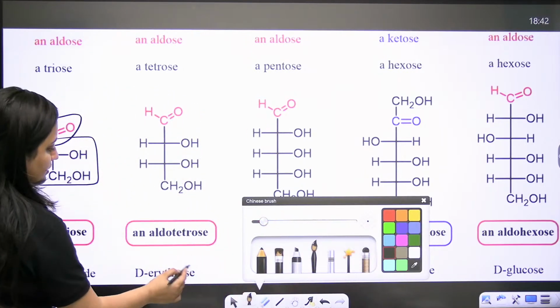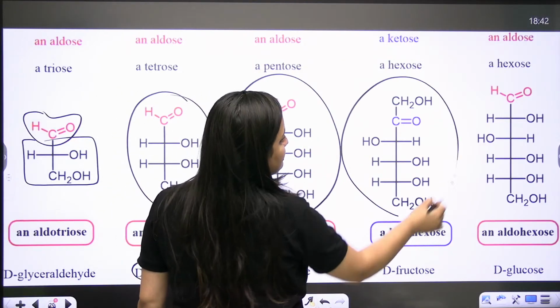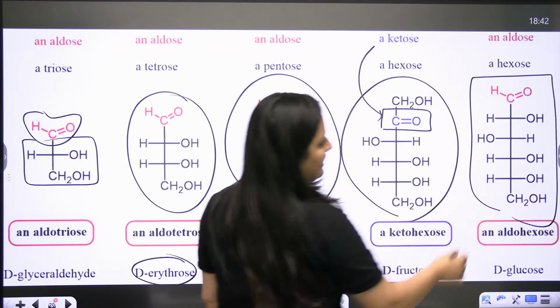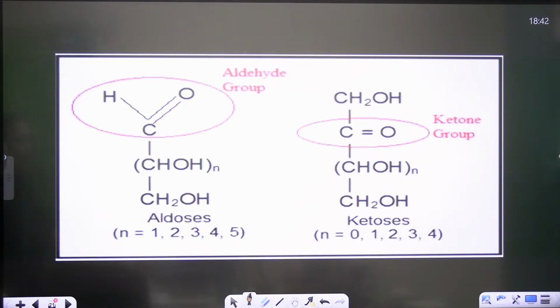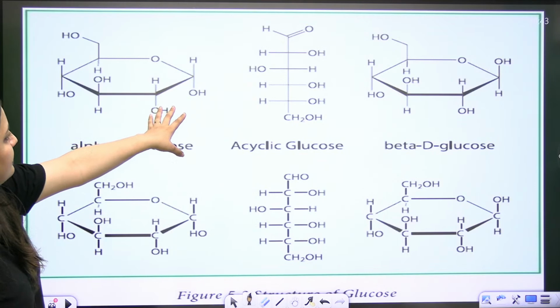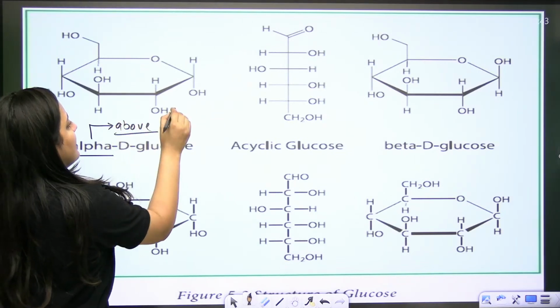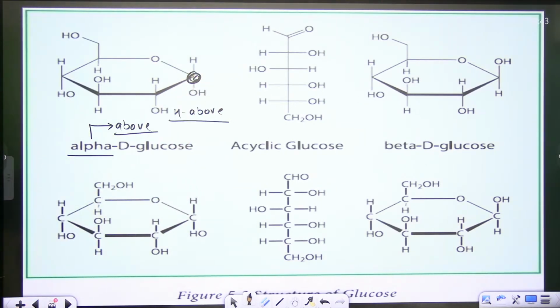Now erythrose is 4 carbon. Pentose, that is your ribose, 5 carbon. Fructose, 6 carbon, but it is a ketose with a subterminal functional group, and glucose is hexose, aldose. Any doubt? Aldose, ketose clear. See the alpha D glucose here, and that one is the beta. Always remember this trick: alpha means above, your hydrogen is above. You have to check the first carbon only. Done? Sure?